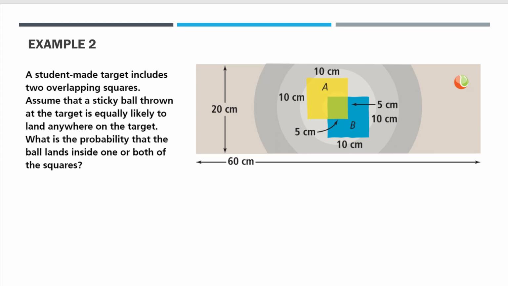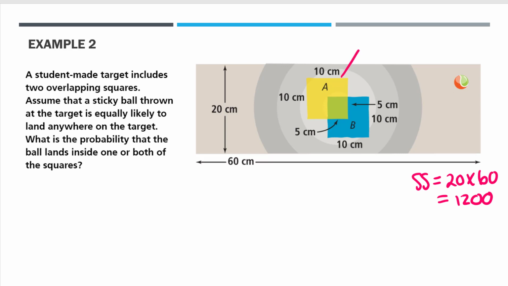A student-made target includes two overlapping squares. Assume that a sticky ball is thrown at the target and it's equally likely to land anywhere on the target. What is the probability that the ball lands inside one or both of the squares? So imagine these squares as our events and the big rectangle as our sample space. So our sample space would be 20 times 60 because we're talking about area. So that's 1,200. That's the total possible area.